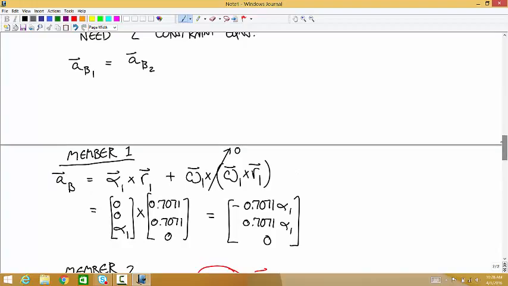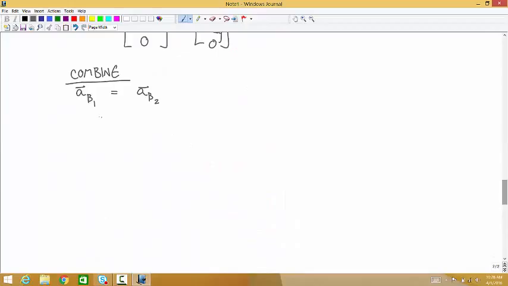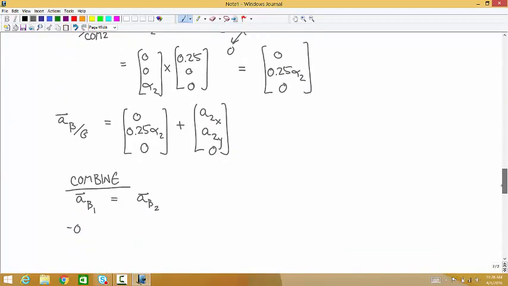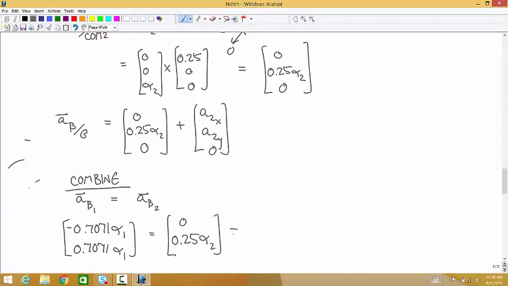So that says, what was it, negative, darn it, I forgot to look. Okay, negative 0.7071 alpha 1, and then this one was positive 0.7071 alpha 1 is equal to 0, 0.25 alpha 2 plus A2x, A2y.